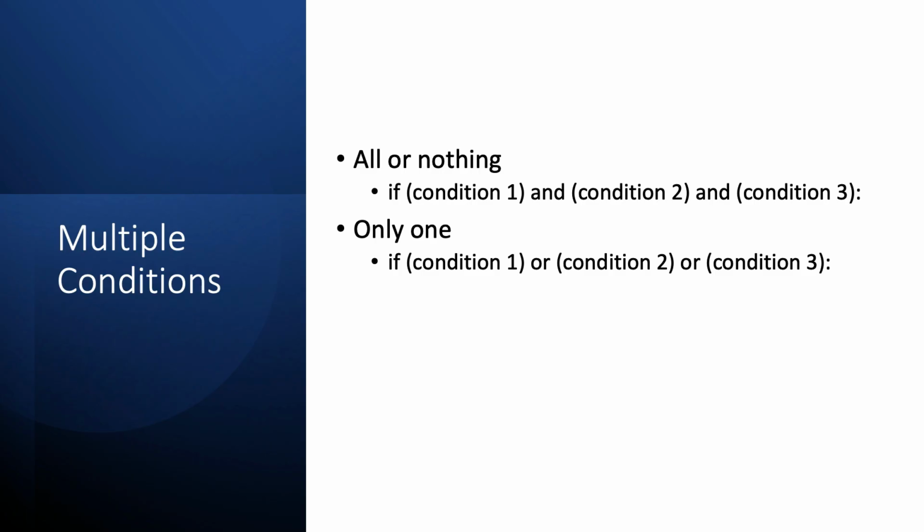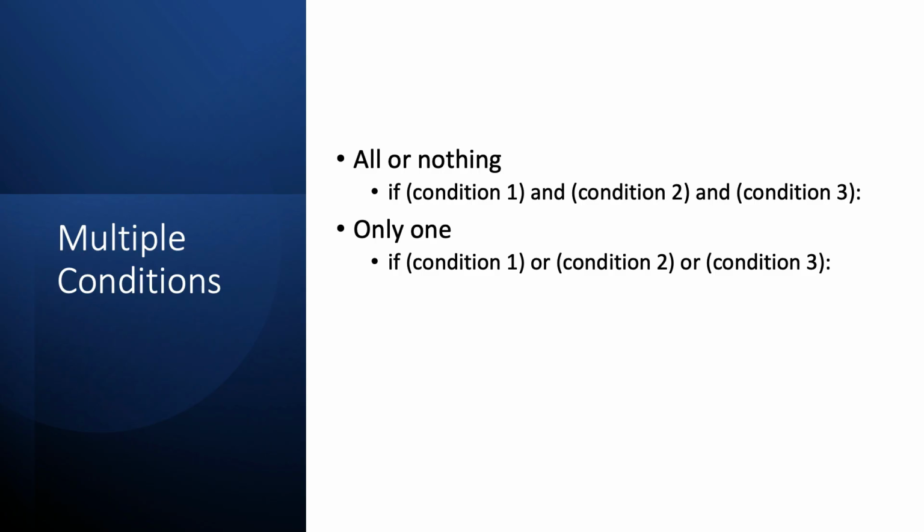So only if condition 1 is true, and condition 2 is true, and condition 3 is true, only then can we process the indented code. Next, we look at the only one method. Here the code reads: if condition 1 or condition 2 or condition 3. Now this is more flexible, as only one condition needs to be true for the action to take place.